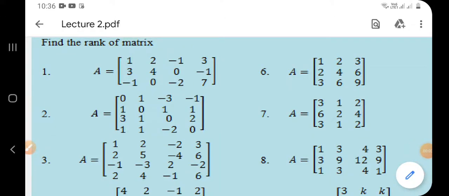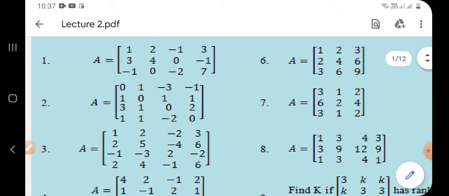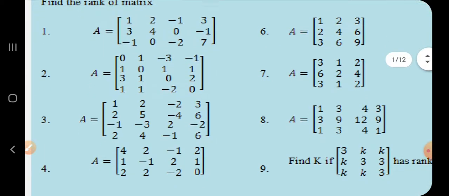We have learned the concept of rank of matrix and we have solved some examples. Now I just put a few examples in front of you. You try to solve them and find the rank of the matrix by reducing these matrices into row echelon form, or you may call it canonical form. Just like using row operations, reduce this matrix into upper triangular matrix and find the rank of matrix.